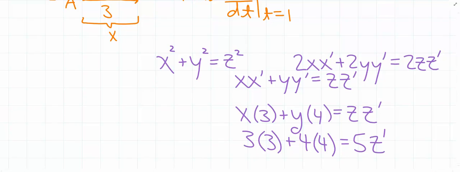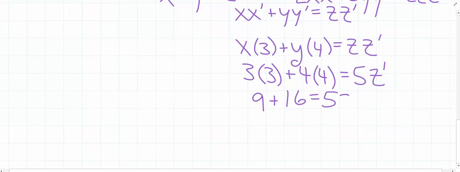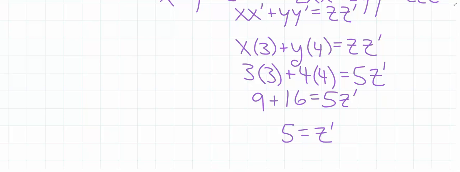So now I have a simple algebra equation, right? I have 9 plus 16. So here is 9 plus 16 equals 5z prime. That's going to be 25 divided by 5. So this is 5 equals z prime, right? Okay, do y'all see that?